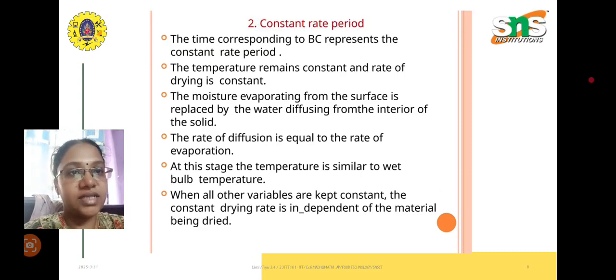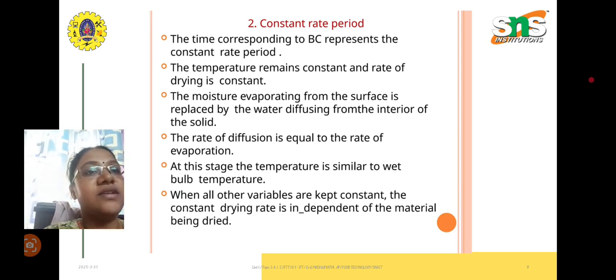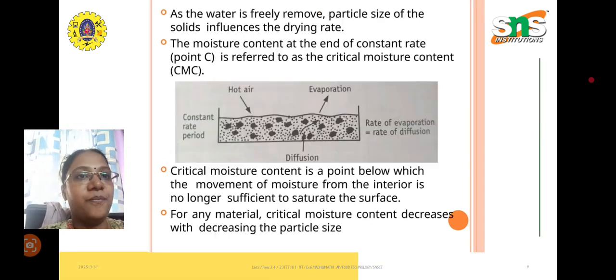Next, as I told, there will be a constant rate period. That is B and C. In the first diagram, BC represents the constant rate period. The temperature remains constant and the rate of drying is also constant at this time. Also at this stage, the temperature is almost the same as the wet bulb temperature, and the moisture evaporating from the surface of the solid is replaced by water diffusing from the interior of the solid.